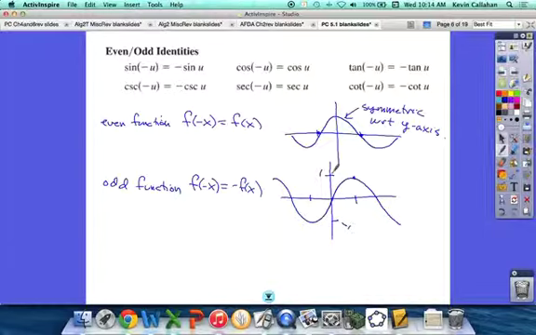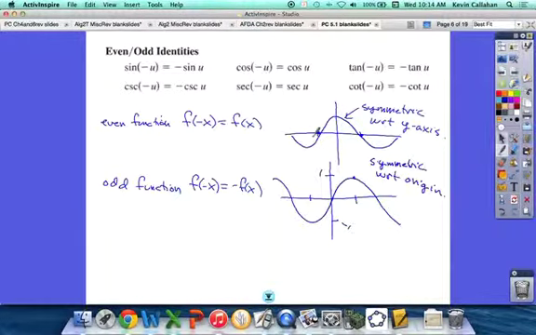And that's called being symmetric with respect to the origin. And one thing you could tell is if it is an odd function, it's got to go through the origin. It has to. Right? I mean that 0, 0 would definitely meet that right there. So every odd function goes through the origin. Every even function is symmetric with respect to the y-axis.